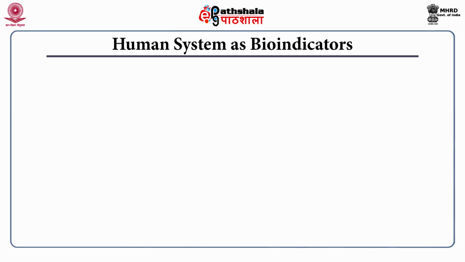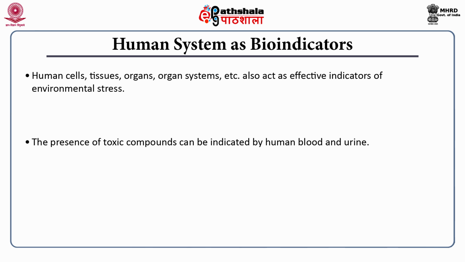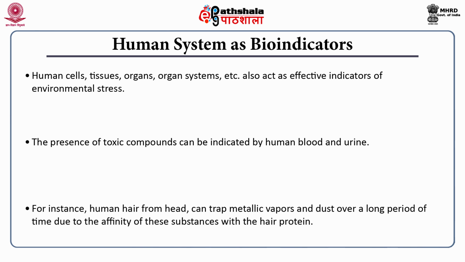Human system as bioindicators. Human cells, tissues, organs, organ systems, etc. also act as effective indicators of environmental stress. The presence of toxic compounds can be indicated by human blood as well as urine. For example, human hair from the head can trap metallic vapors and dust over a long period of time due to the affinity of these substances with the hair protein.